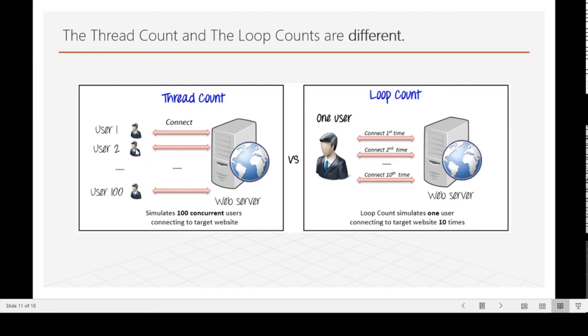Let's not confuse thread count and loop count. Thread count is basically the number of threads or number of users who are requesting particular content from a web server. On the other hand, loop count is a loop. For example, if we have a loop variable whose value is 10, then our one thread or one user is requesting particular content from a web server 10 times. So it's different from thread count, and both are very different.